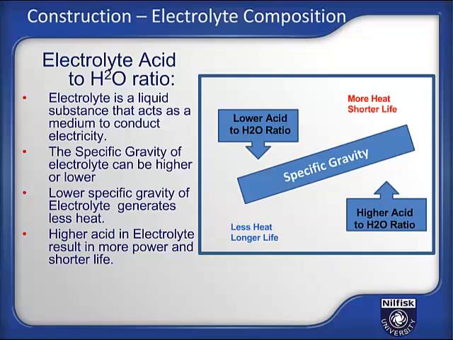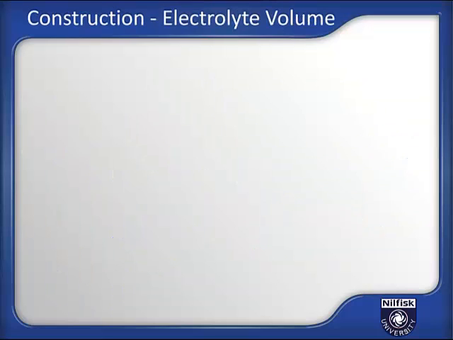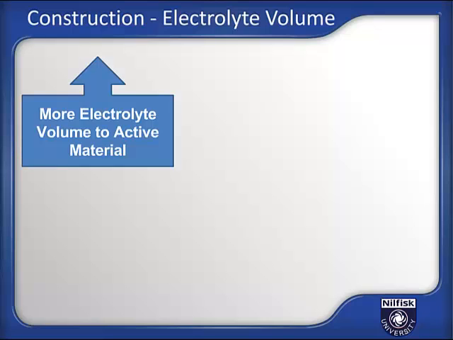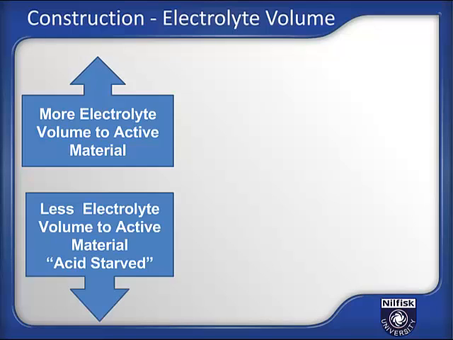Higher acid in electrolyte results in more power and shorter life. Low acid ratios result in reduced heat and longer life. The fourth and final major construction component that affects the deep cycling life of a battery is the electrolyte volume to active material ratio. So batteries in general can have more electrolyte volume to active material or less electrolyte volume to active material, or you'll hear a term acid starved.